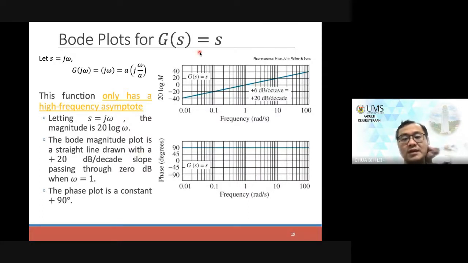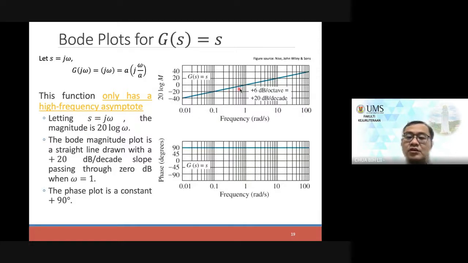Next is when we have only s. When the transfer function consists only of s, the expression will now become simplified like A multiplied by j omega over A. And because of this, it always depends on the omega. So here we will say that the function only has a high frequency asymptote, because this term is dependent on the frequency itself. So it only has the high frequency asymptote, regardless of where it starts, right?